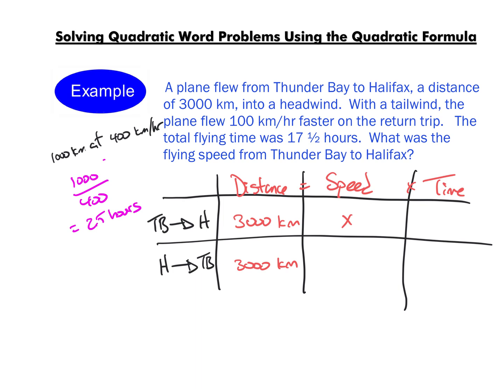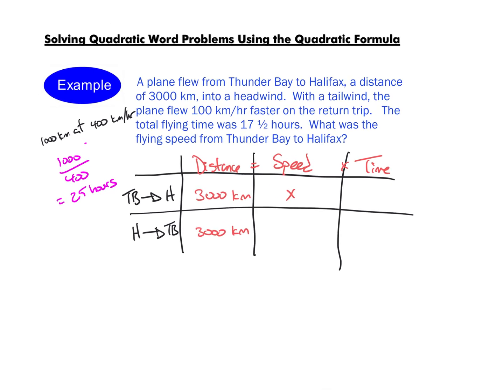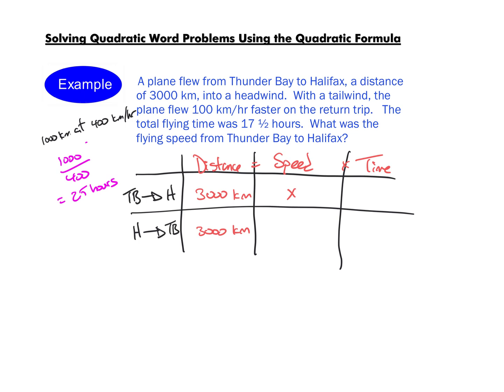Now that was just a little bit of a side note to show you. In this chart, we don't know the speed, other than the speed is x. So the time is 3,000 divided by x.